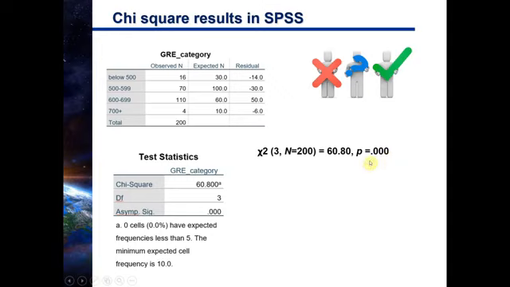Okay, so just a little bit of trivia here. Not everybody likes for you to report sig values or p values as 0.000.